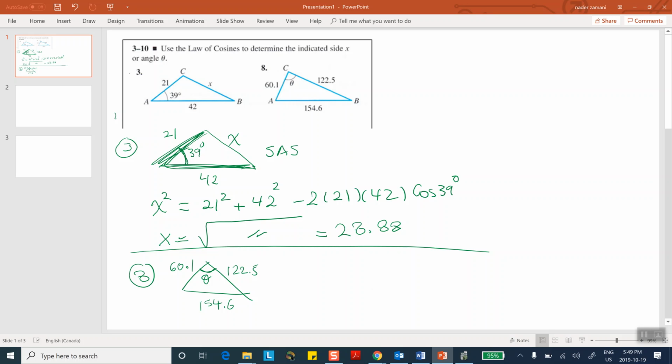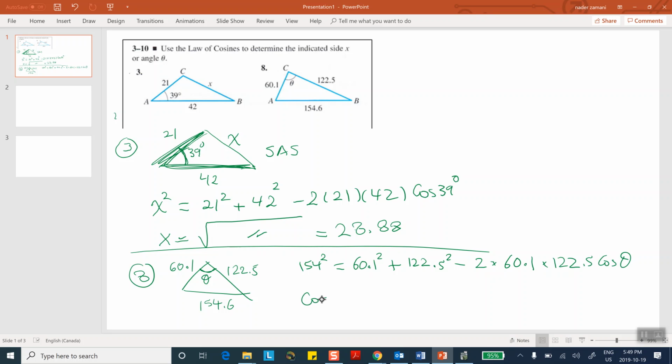So the law of cosines, for example, we can say 154 squared equals 60.1 squared plus 122.5 squared minus 2 times 60.1 times 122.5 cosine of the angle between them. So you have to clean this up now.